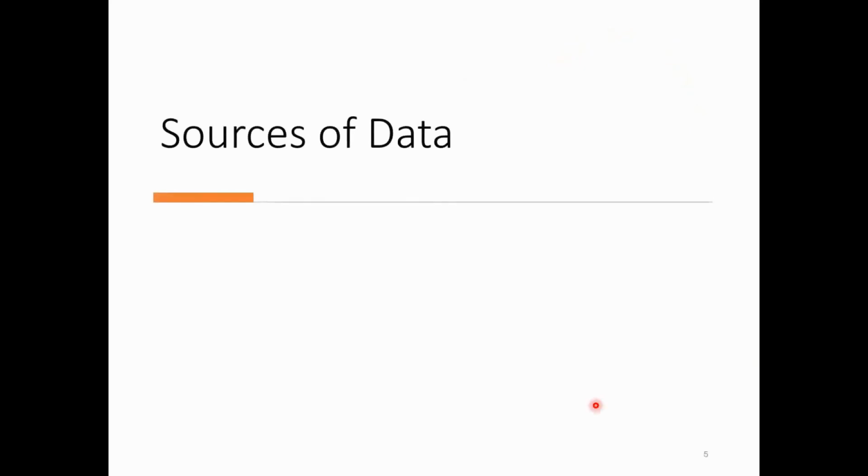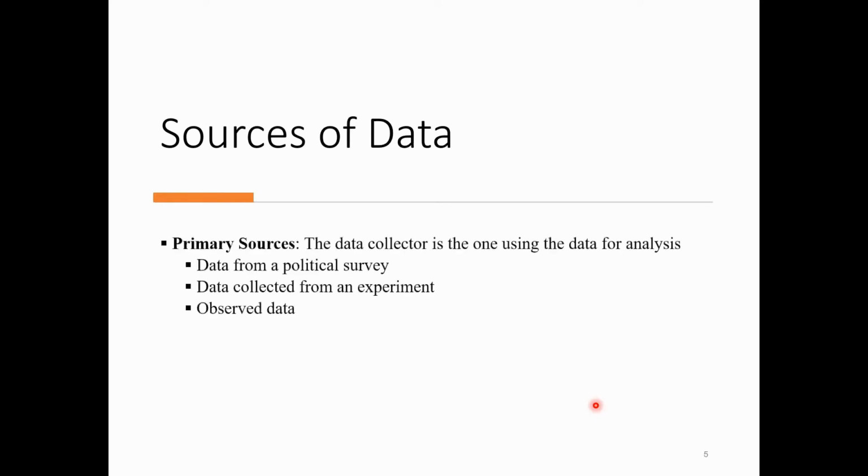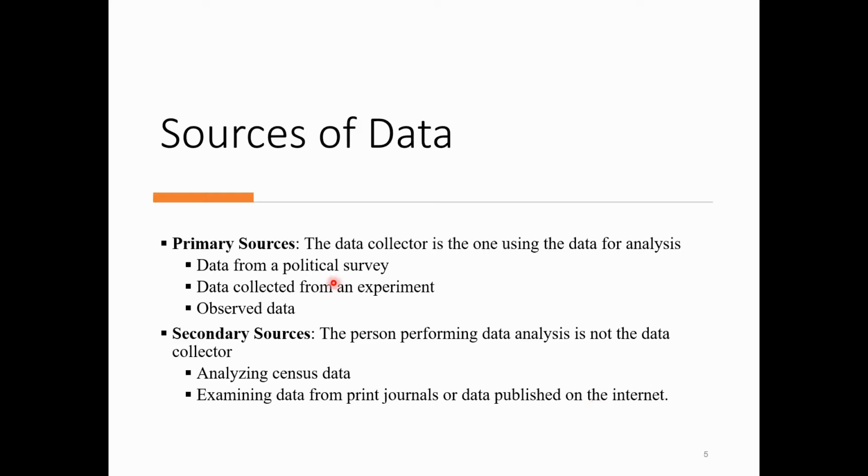Okay, so we talked about collecting data, but what are the sources? Where do we get this from? There are 2 types. One is primary source, where you yourself collect the data for your own analysis. So how do you collect data? Through a survey, through an experiment, or through observed data. Secondary sources is where you don't collect the data. The data has already been collected, and you use that data for your analysis. These are the 2 types of sources of data: primary sources and secondary sources.